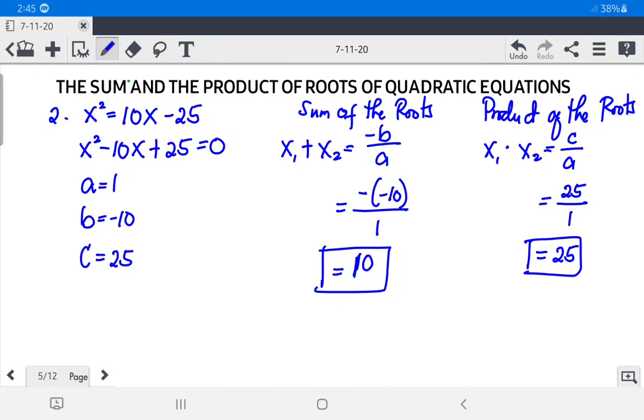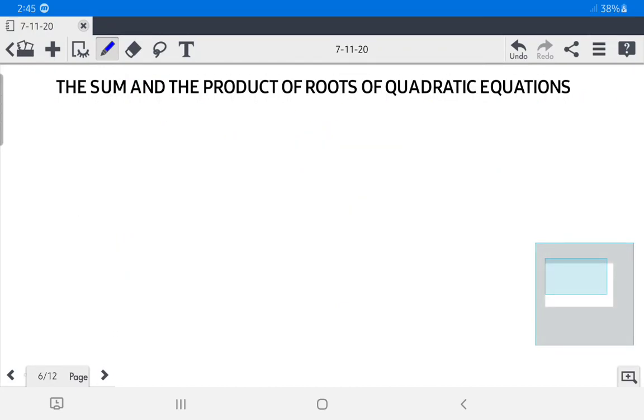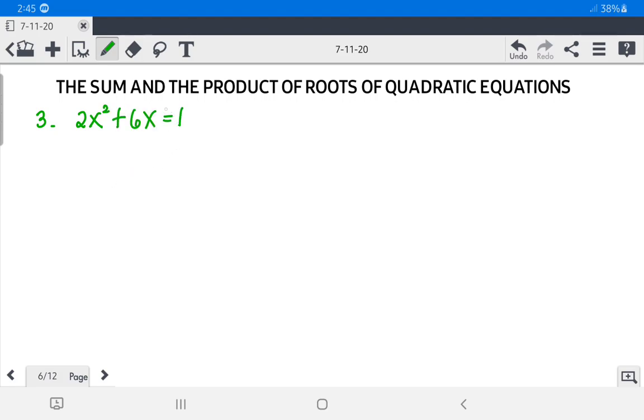Next, number 3. Let's say we have 2x squared plus 6x equals to 1. So, let us write into standard form. We have 2x squared plus 6x minus 1 equals to 0. Value of a is 2. Value of b is 6. Value of c is negative 1.